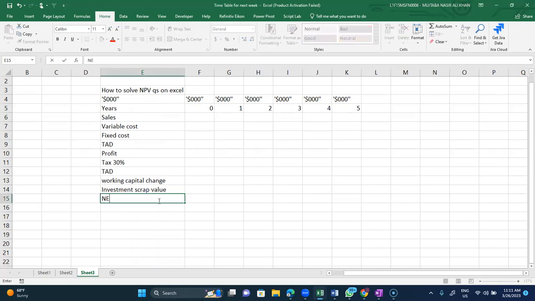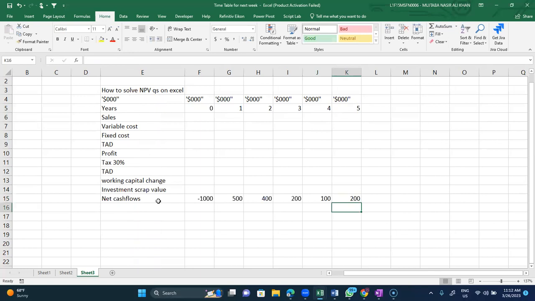After that, we calculate the net cash flows. For example, net cash flow is 1,000, 500, 400, 200, 100, and 200. This is the basic proforma, basic net cash flows. So let's assume the discount rate is 10%. There are two ways to solve this.